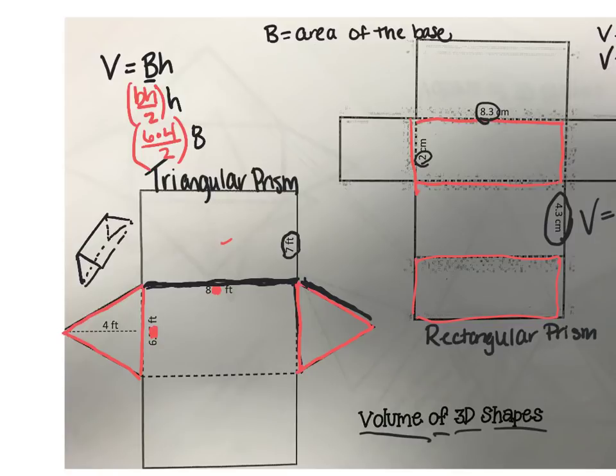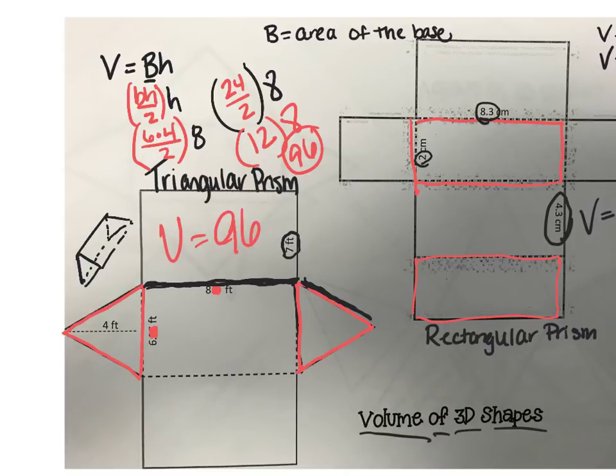Okay, so 6 times 4 is 24 divided by 2 times 8. So 12 times 8 is 96. So the volume for this triangle is 96 feet cubed.